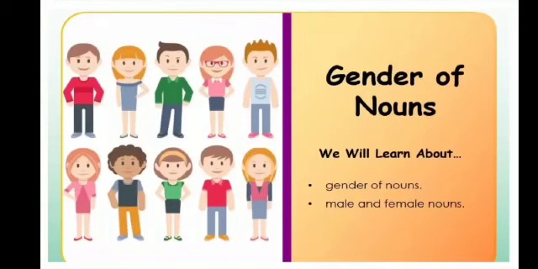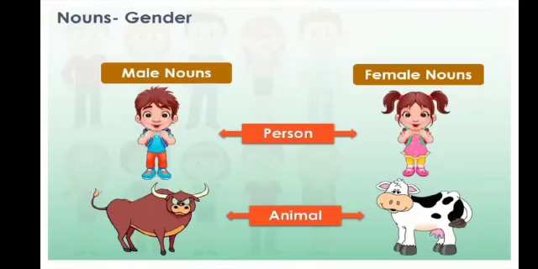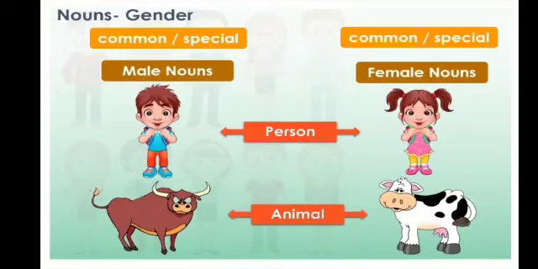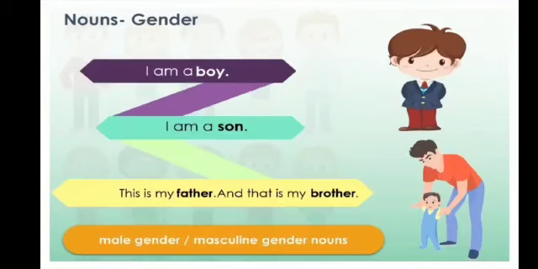We shall see the gender of nouns. Masculine gender and feminine gender nouns. A person or an animal can be either male or female. These nouns can be common or special. A person can be either male or female. Example, I am a boy, I am a son, this is my father, and that is my brother. Boy, son, father, and brother are of the male gender. Male genders can also be called masculine gender nouns.